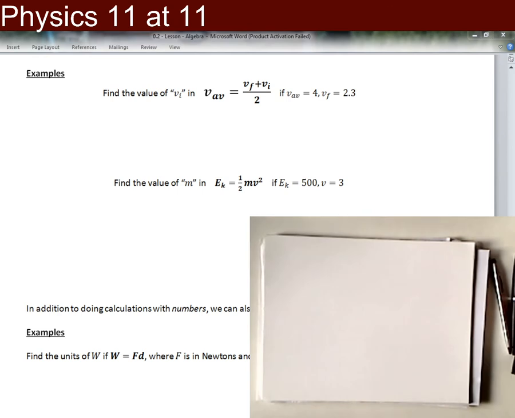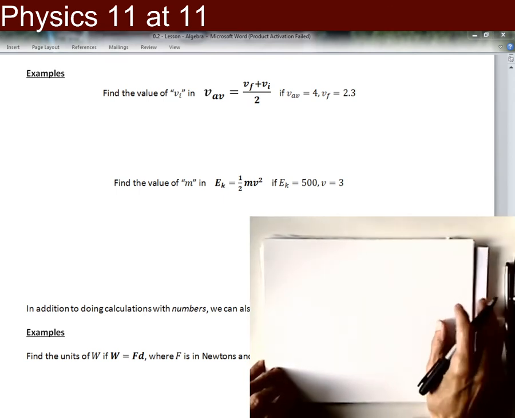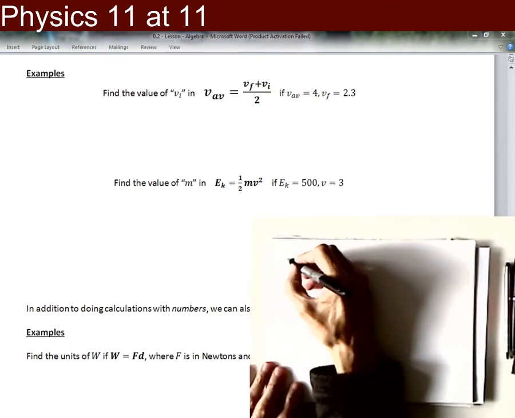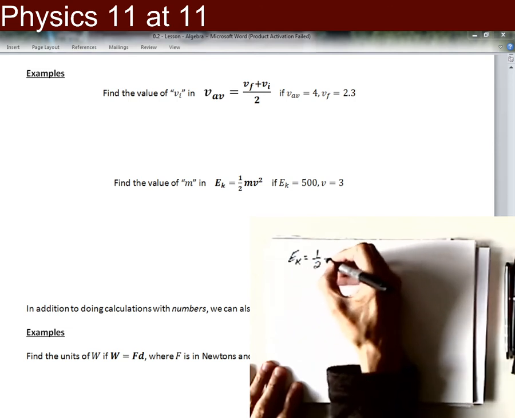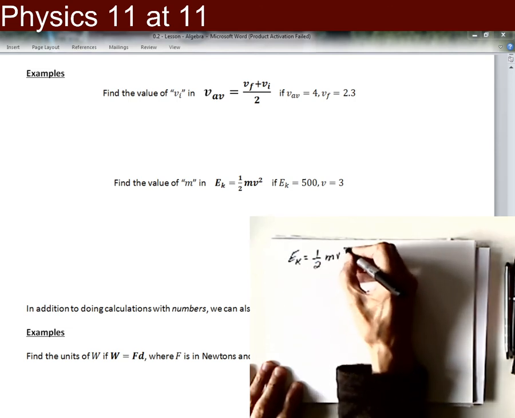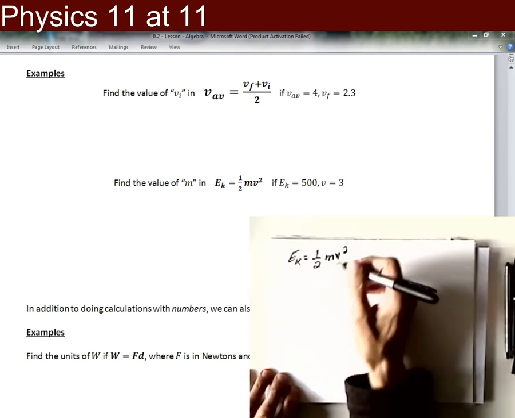All right, a few questions to go. One more like this, or one like this. Let's see here. Got to find the value of m for this thing. Okay, so we'll do the numbers first. mv squared. Don't worry, I know you're wondering where this equation comes from. I'll show you, but later.